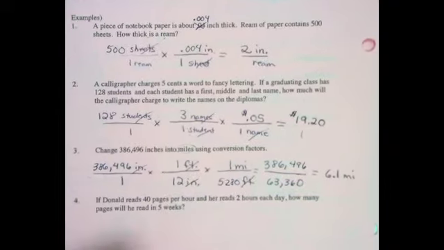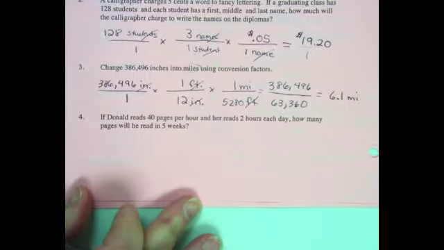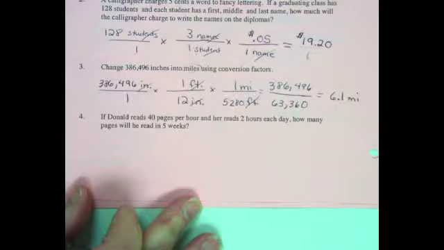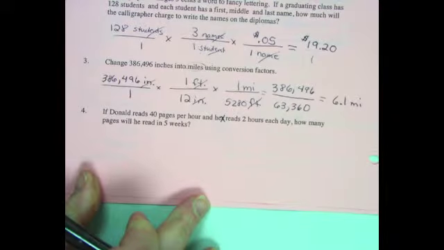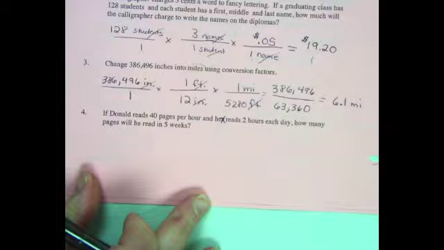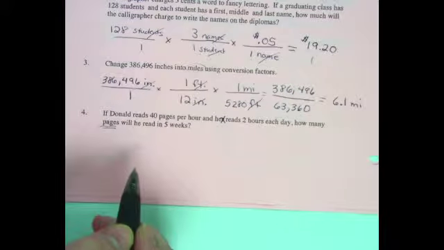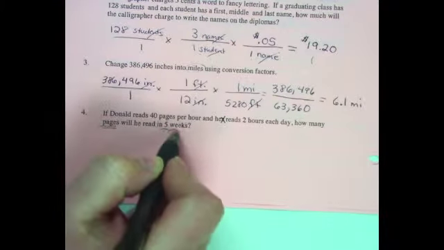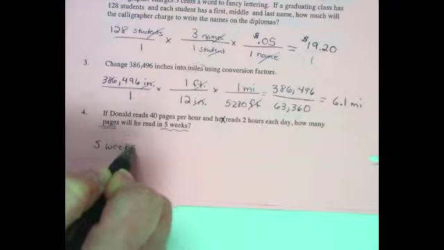Let's try one last example. If Donald reads 40 pages per hour, and he reads, sounds like another typo. Let's fix it. If Donald reads 40 pages per hour, and he reads 2 hours each day, how many pages will he read in 5 weeks? Well, we want to figure out pages, so that's the label we need to have left when we're done. And they're wanting us to start with 5 weeks. So we've got 5 weeks, and we need to figure out how many pages.